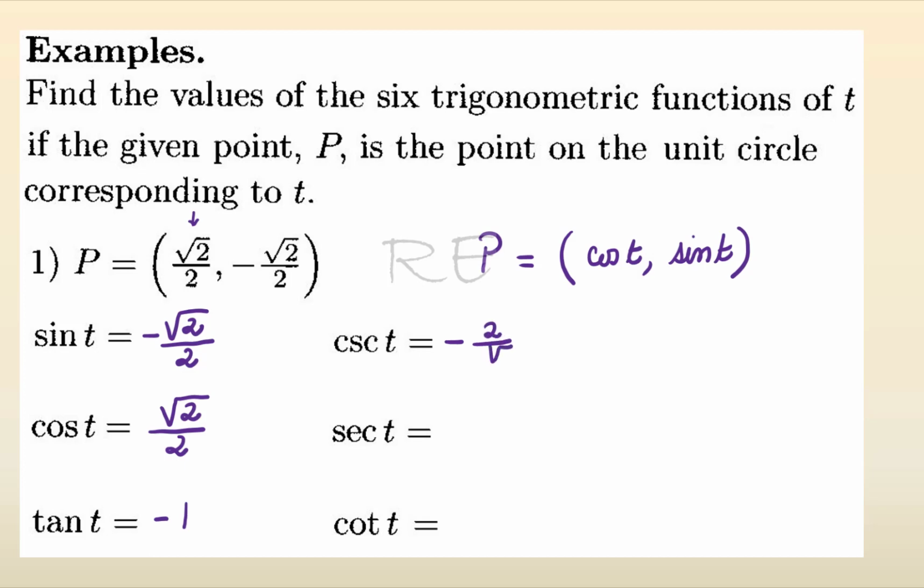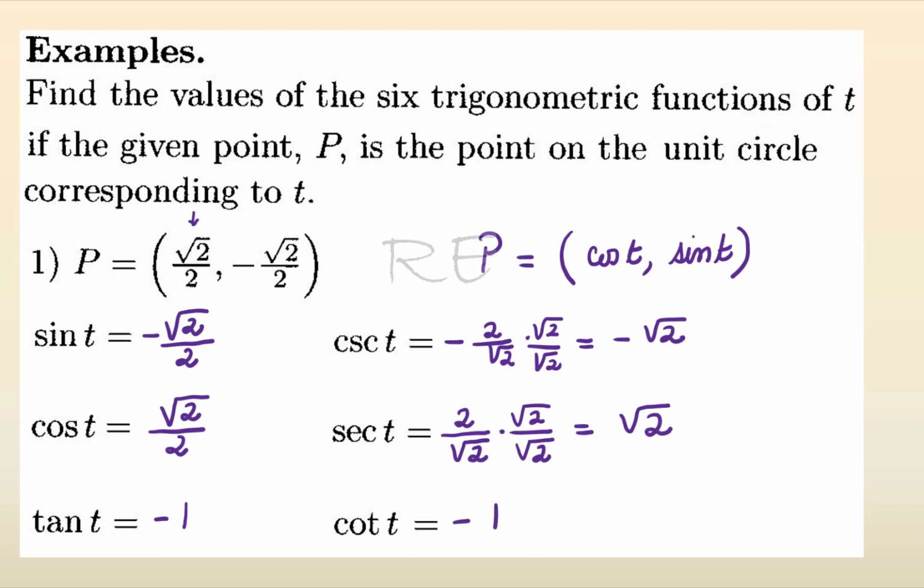Cosecant t is the reciprocal, -2 over square root of 2. When we rationalize it, it'll be negative square root of 2 when we cancel 2. Secant is 2 over square root of 2. When we rationalize it, it'll be 2 square root of 2 over 2, which is just square root of 2. Now, cotangent t is also equal to -1.